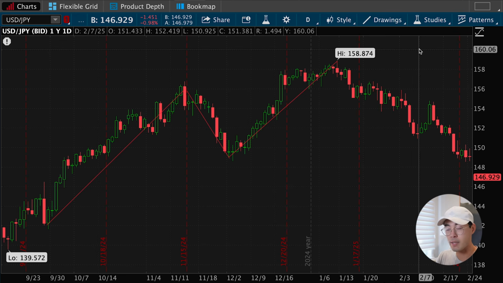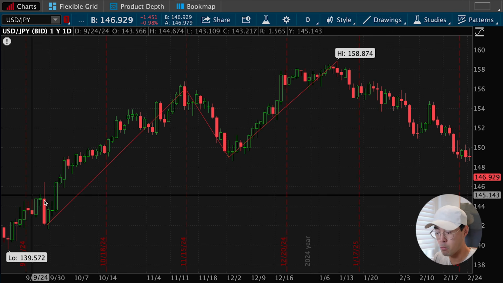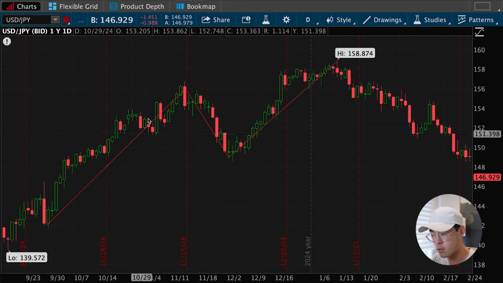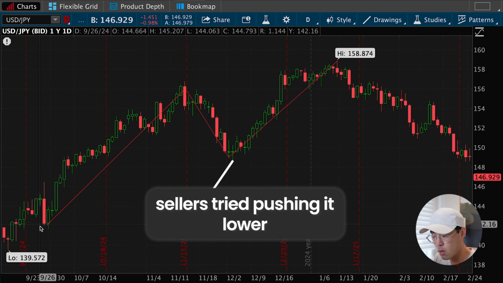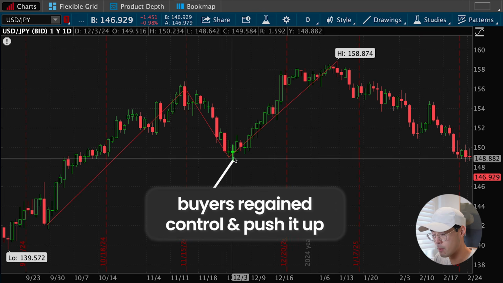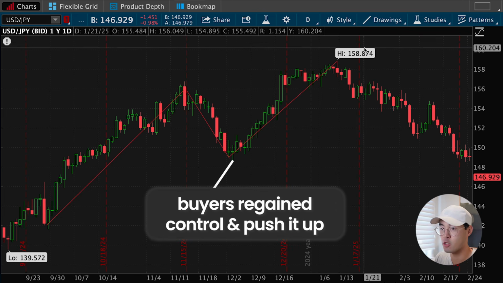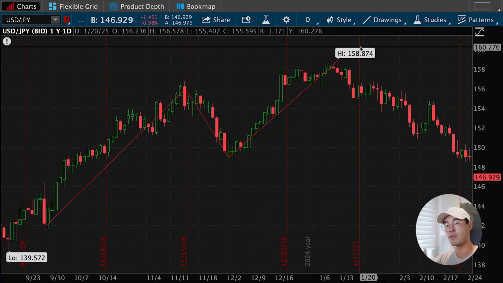And the psychology behind this is really interesting, right? It went from a low, buyers remained in control, and then the sellers started selling it off, but it wasn't able to push it past the previous low, which means that the buyers then regained control and pushed it even higher. This is the uptrend that we're talking about, right? Because it's going higher and higher and higher.